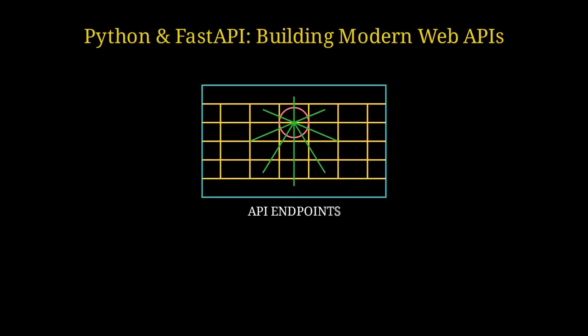Learn how to build powerful web APIs using Python and FastAPI framework. FastAPI is a modern, high-performance web framework for building APIs with Python, featuring automatic documentation and data validation.